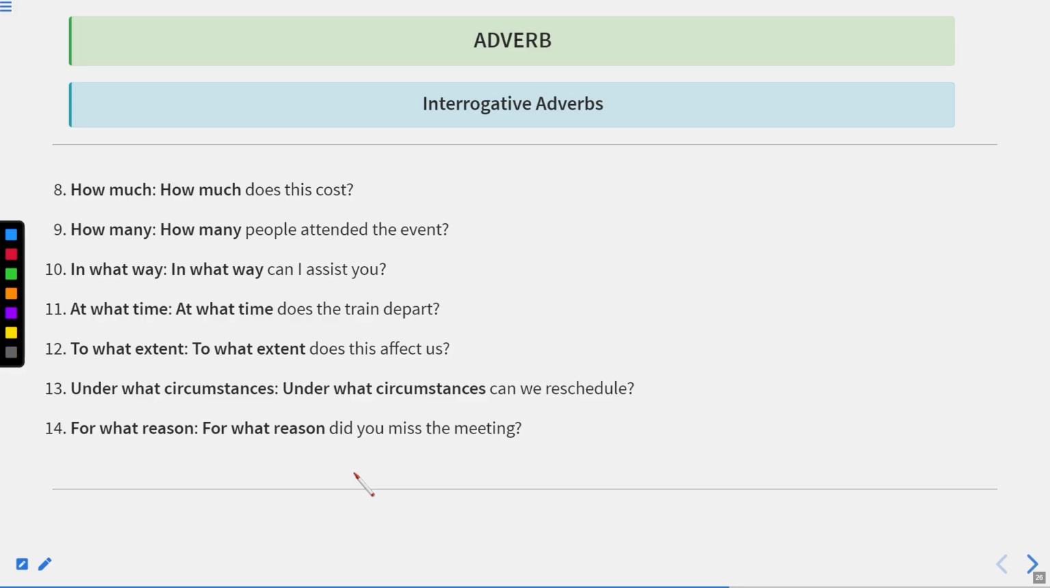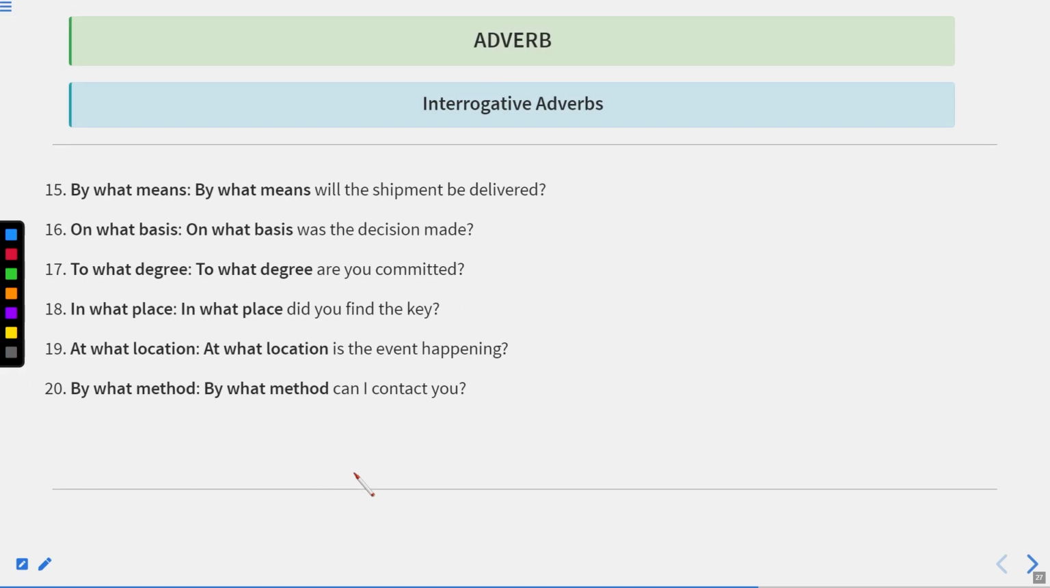In what way can I assist you? At what time does the train depart? To what extent does this affect us? Or under what circumstances can it be rescheduled? Or did you miss the meeting? So all these are the questions which can be asked using the adverbs, or to show the adverbs.